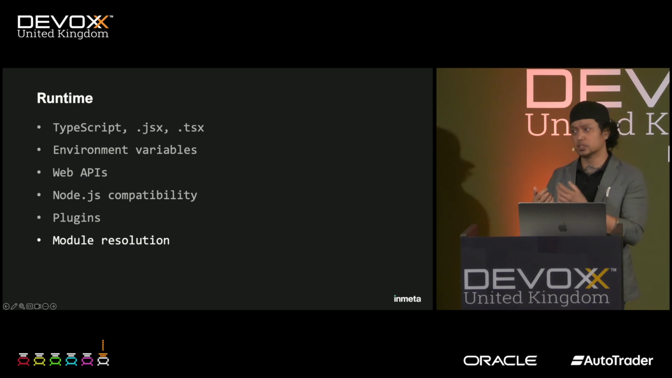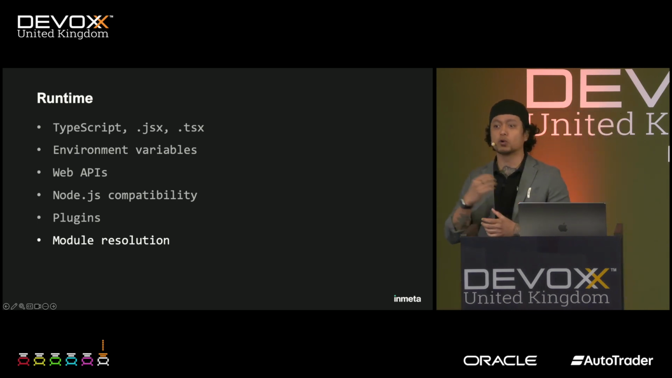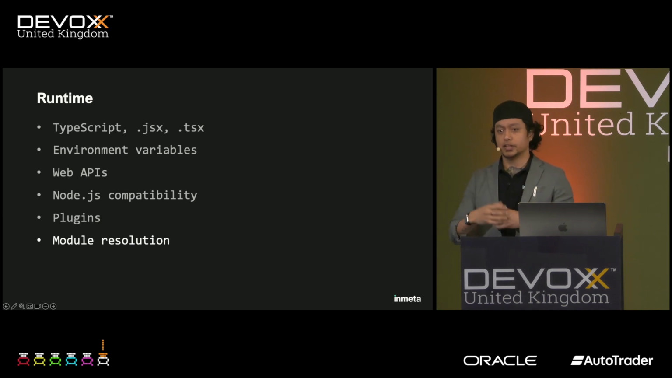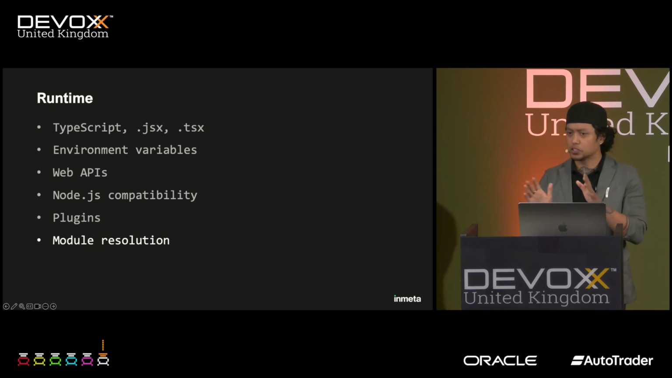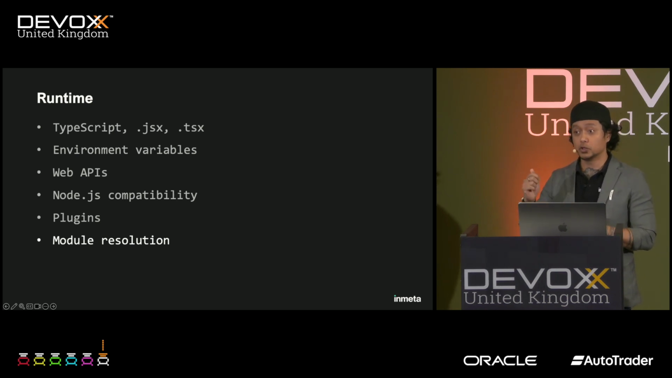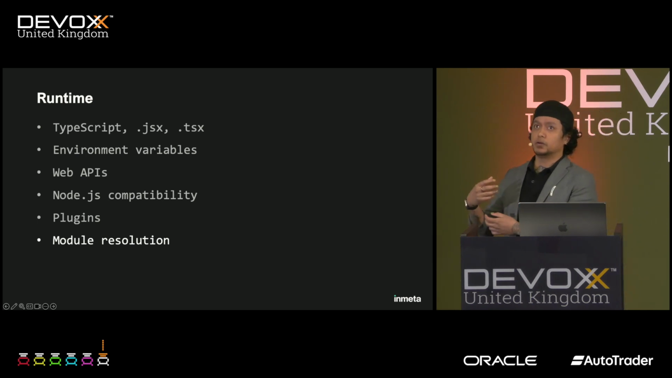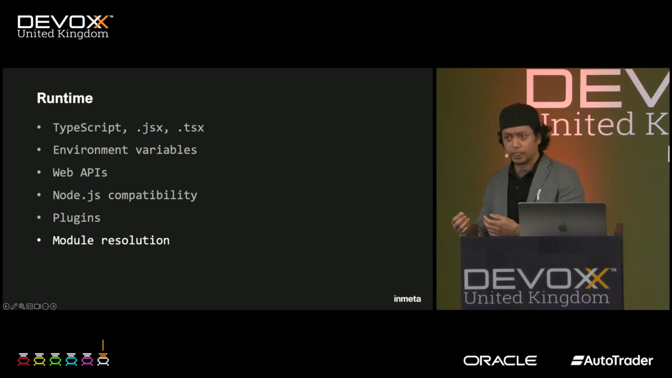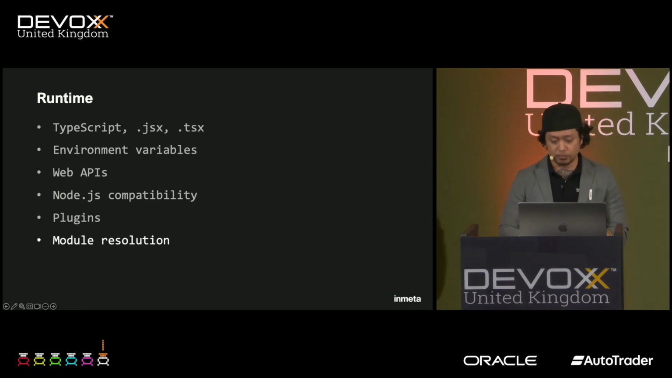CommonJS: if you've seen require something, that means it's using CommonJS, and import is ES modules. The difference is that ES modules are supported by browsers by default. So you can write something in your browser, in your console or in a script, with import, and it's going to be read by your browser.